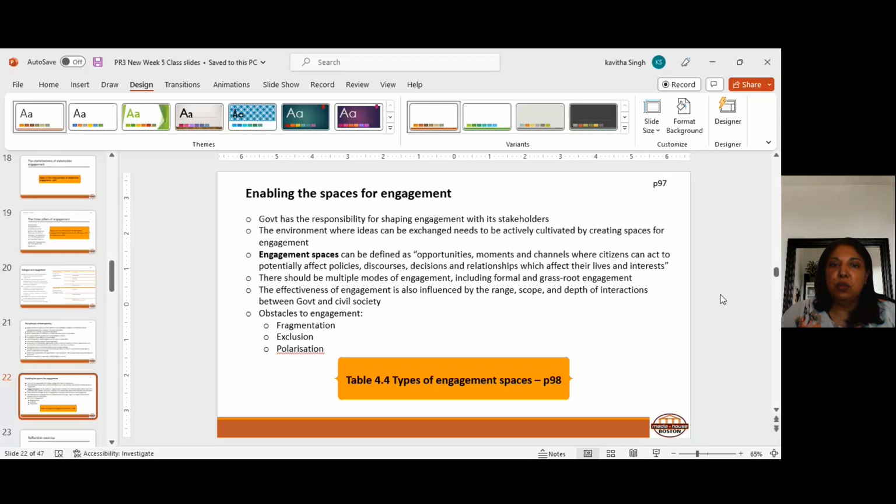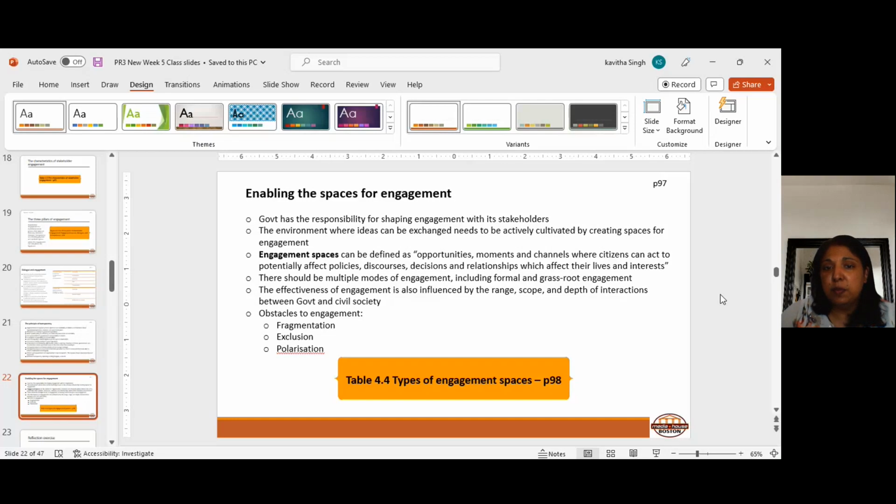Now, when it comes to enabling the spaces for engagement, there are some factors to take into consideration that might be obstacles to the process. This includes fragmentation, exclusion, polarization. Okay, so it's opportunities, moments, and channels, right? It's basically speaking to the environment or the space that this engagement is taking place in, okay?